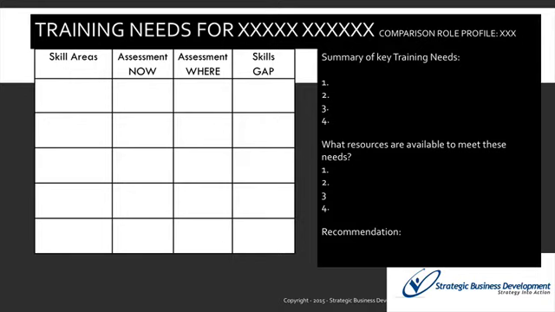So do that. Once you've calculated the now and the where scores, then it's quite a simple matter of working out the gap between where you are now and where you need to be. So take the where score, subtract the now score from it, and you should end up with a gap. We then just pick the gaps that are the biggest. So we pick the 3 or 4 skill areas that have the biggest gaps, and they become then your key training needs. You then go and do some research into what resources are available to meet those needs.